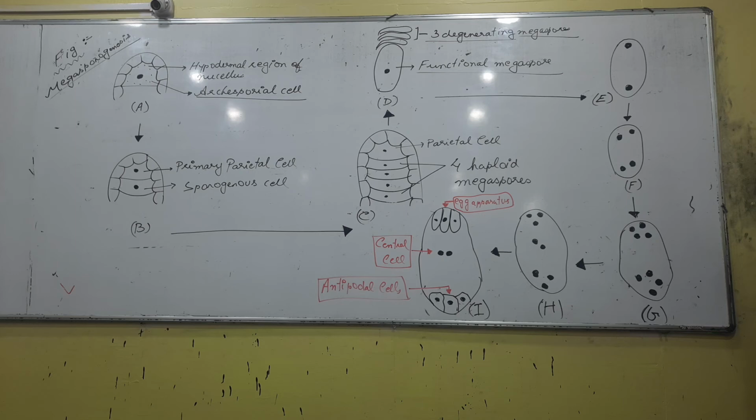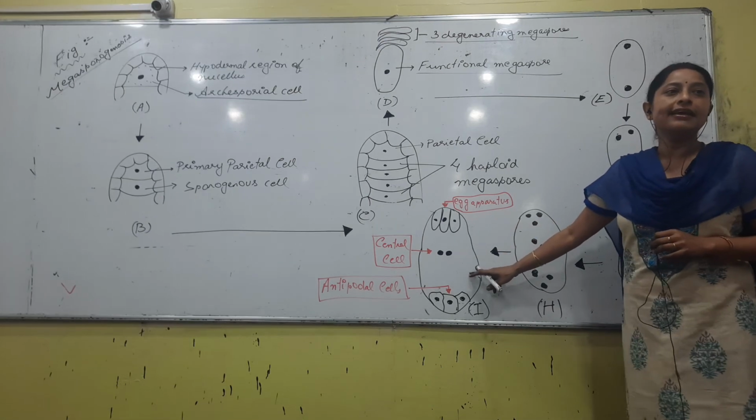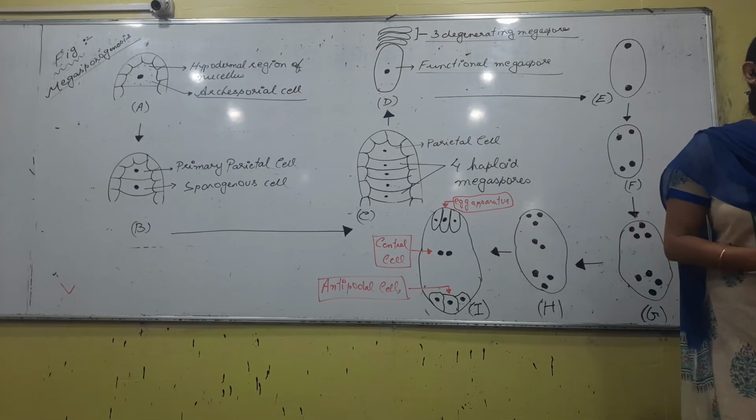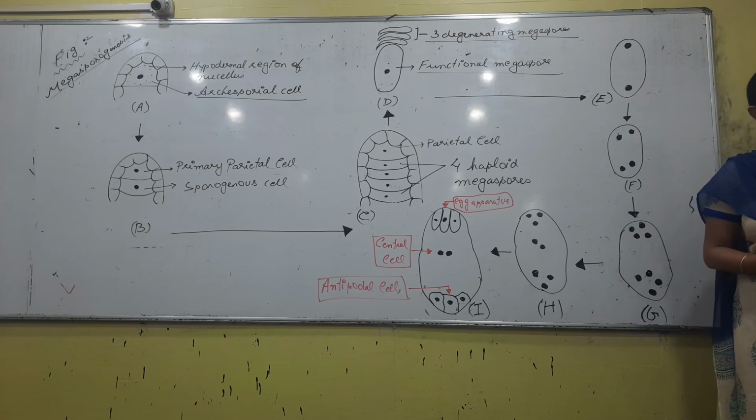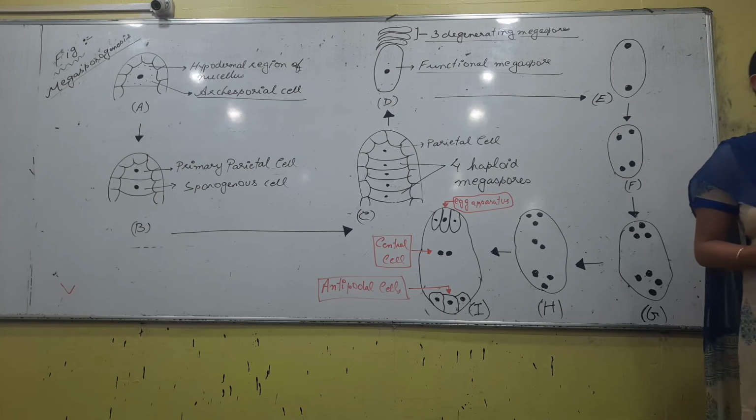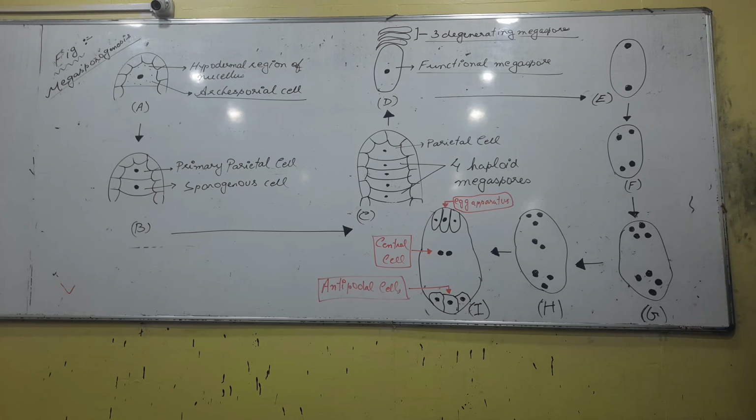I think the process is understood by the diagram itself, right. So, ultimately from one cell, that is archesporial cell, which is nothing but the cell of the nucellus, will ultimately form this embryo sac. This is called polygonum type, remember 7 cell 8 nucleate, that is called as monosporic polygonum type of ovule or embryo sac. Embryo sac we will be talking about later in this chapter itself, right.